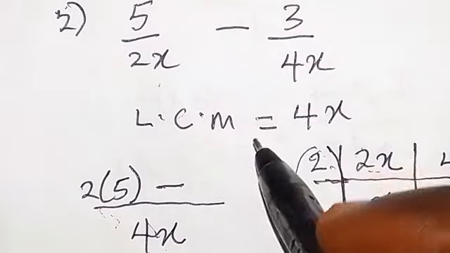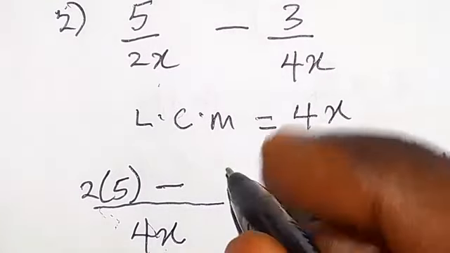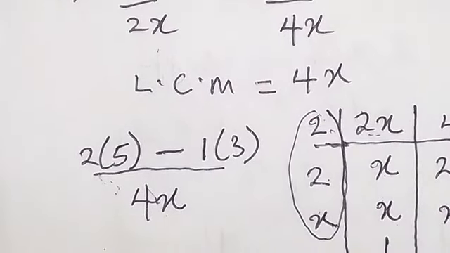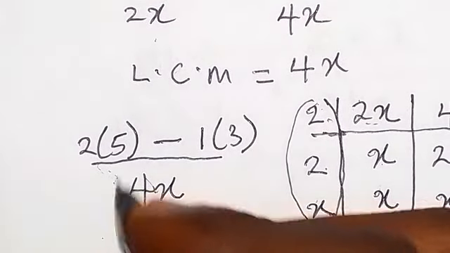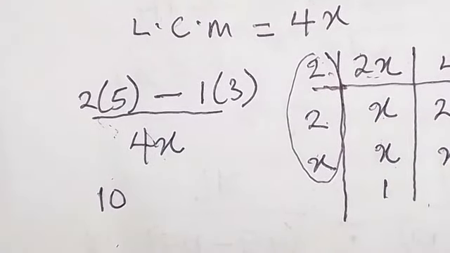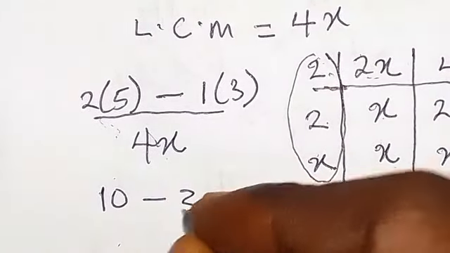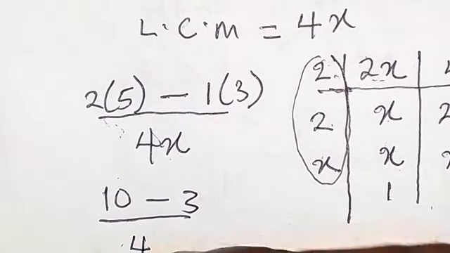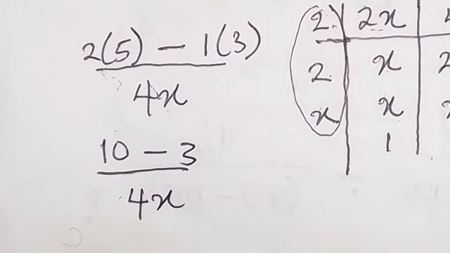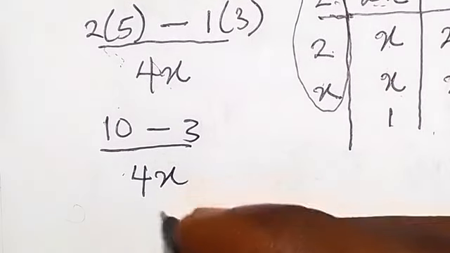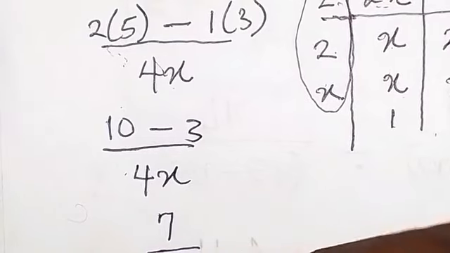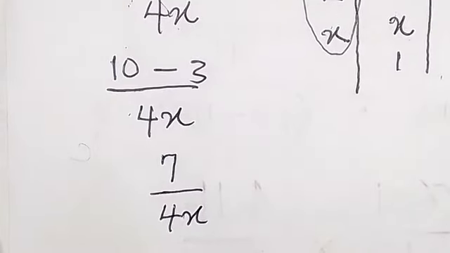4 goes in 4x, that's 1. Then 1 times 3. Then by the time we now simplify, 2 times 5, that's 10. Then 1 times 3, that's 3, that's minus 3. Then divided by 4x. Then by the time we now simplify, 10 minus 3, that is 7. Then divided by 4x. And that's the final answer here.